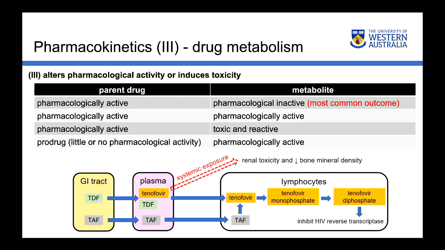The last one, we talk about a prodrug, which has little or no pharmacological activity, and it needs to be converted to a metabolite that is pharmacologically active. So I go back to the example of tenofovir I mentioned earlier, but just keep in mind that even though the two prodrugs are converted to tenofovir, tenofovir itself is not yet a pharmacologically active drug because it requires the next two steps to be phosphorylated twice before it becomes pharmacologically active.